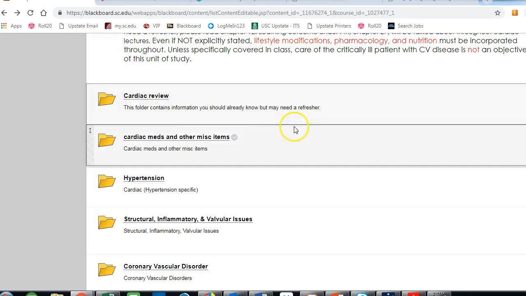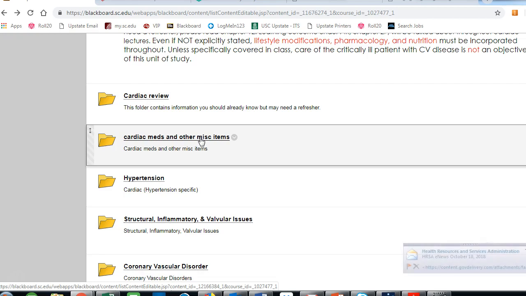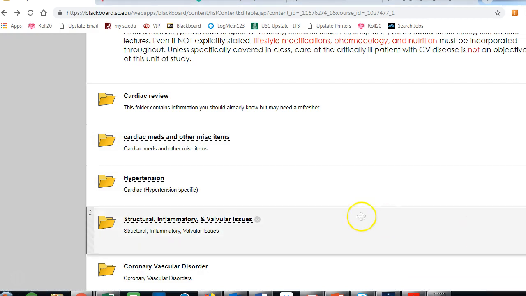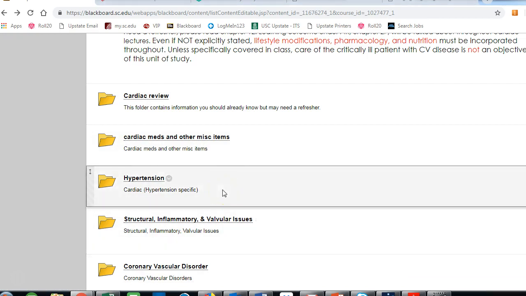Then there are the cardiac medicines and other miscellaneous items. If you need to brush up on your medicines, please feel free to look at that folder. The test will have quite a few questions related to medicines on it, and I do not plan on discussing medicines as in depth as we discussed them last Friday. I will mention them in passing, but I might not focus on them from here on out. It just depends on time.